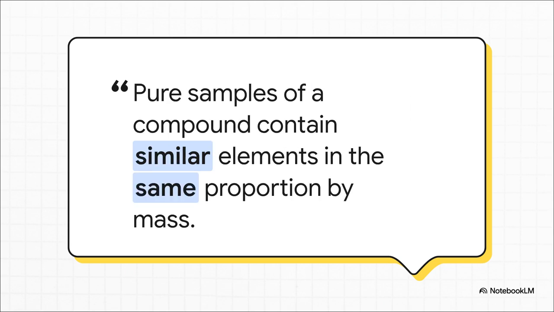This law basically says that a recipe for any given compound is fixed. Water is always made of 2 hydrogen atoms and 1 oxygen atom. It doesn't matter if you get that water from an iceberg in Antarctica or from your kitchen tap. H2O is always H2O. The proportions are definite.